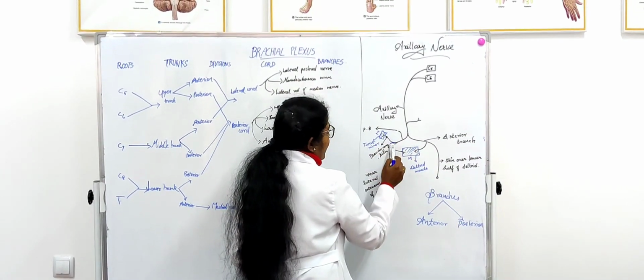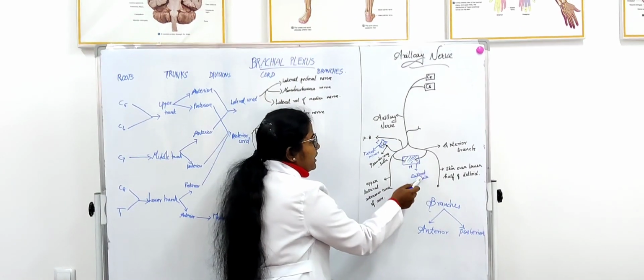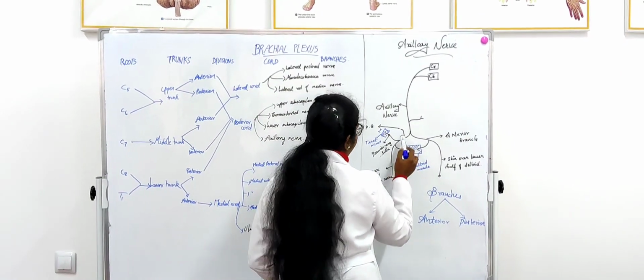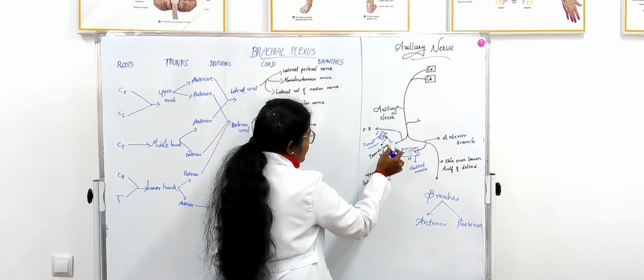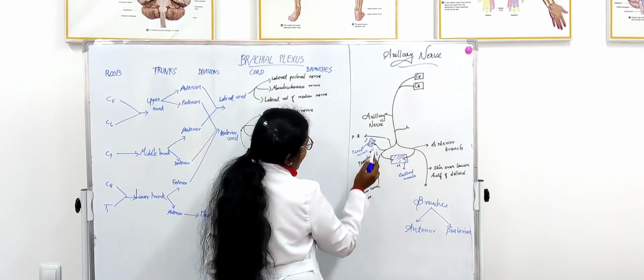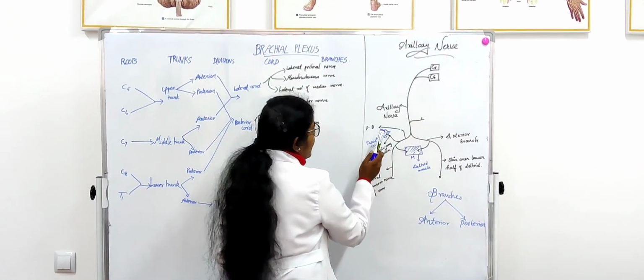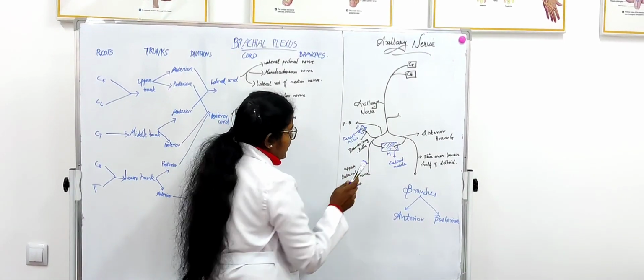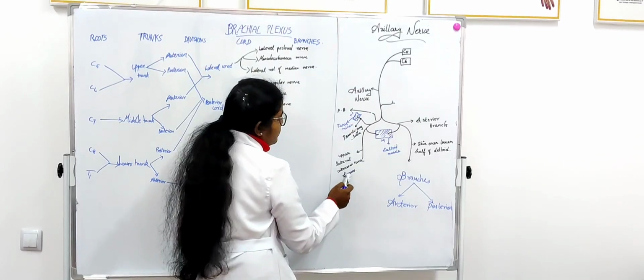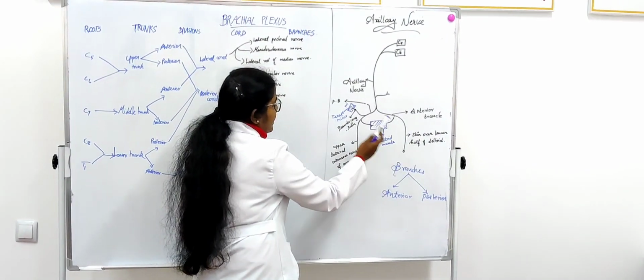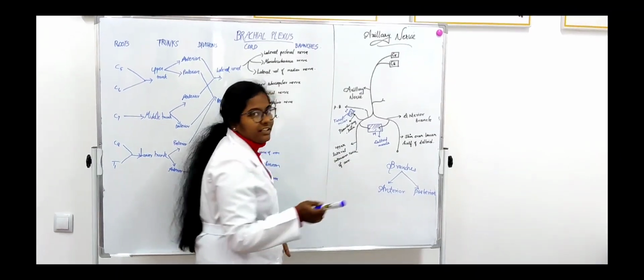From the posterior branch it innervates the deltoid muscle. The anterior branch also innervates the deltoid muscle. The posterior branch also innervates the teres minor. Teres minor and deltoid are the motor functions, and the upper lateral cutaneous nerve of the arm, supplying skin over the lower half of the deltoid, is the sensory function. That is the axillary nerve.